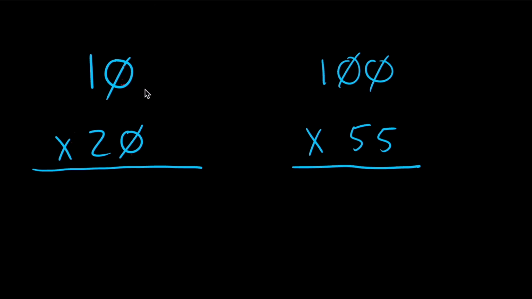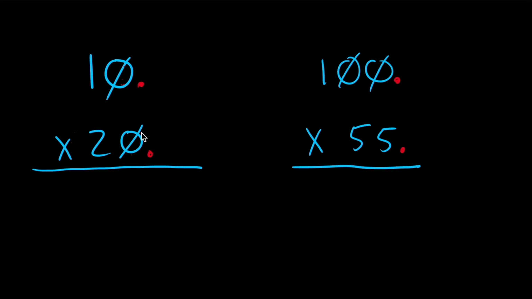Now, know that there's an invisible decimal right next to these numbers. These are whole numbers, numbers before the decimal. So 10, 20, and our second problem, 100 and 55. And we'll start with the first problem, 10 times 20.